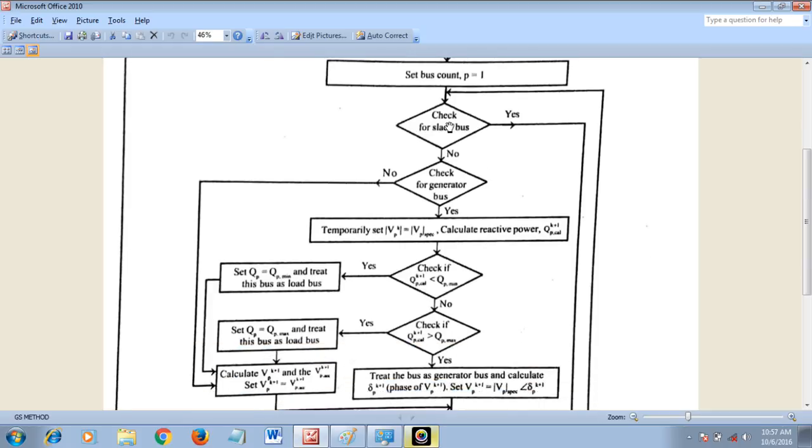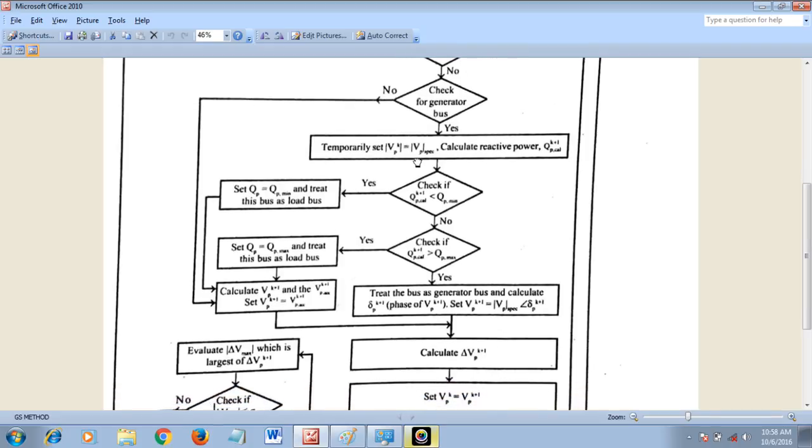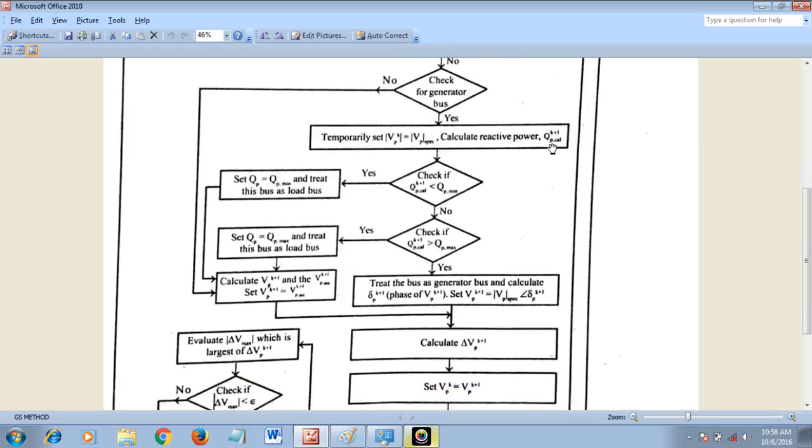Suppose the given bus is not a slack bus, we have to check for the generator bus. If the generator bus is yes, you have to temporarily set the voltage values, that is, the actual voltage equal to the specified values, and you have to calculate Qp calculated k plus 1. You have to check the reactive power limit. So if Qp calculated is less than Qp minimum, and it is yes, then Qp equal to Q minimum and treat the bus as a load bus. So the value of Q is the minimum, that is, the minimum instead of the calculated value, and you have to treat the bus as a load bus.